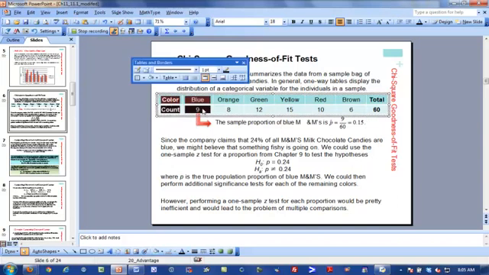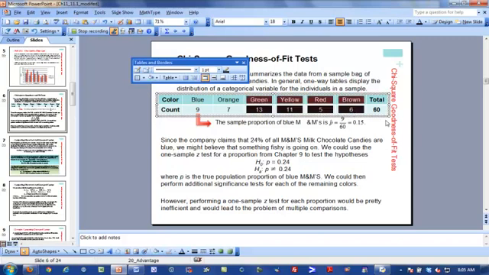How many blue did I have? 9. How many orange? 7. Yeah, I don't think I can edit this on the fly. Green was 13. Yellow was 11. Red was 5. And brown was 8.